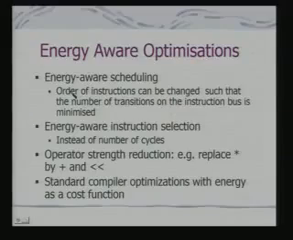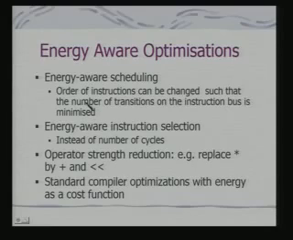It can do what is called energy aware scheduling. Take for example, the order of instructions can be changed such that the number of transitions on the instruction bus is minimized. If the transitions on the bus are minimized, then your energy cost terms decrease. If the energy cost terms decrease, then the energy consumed for a block of code would be less. Fine. So that becomes the energy aware optimization.